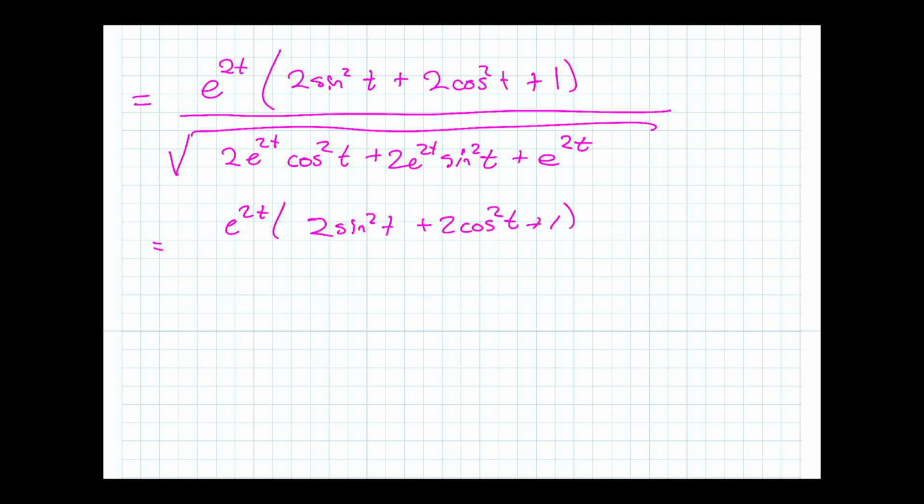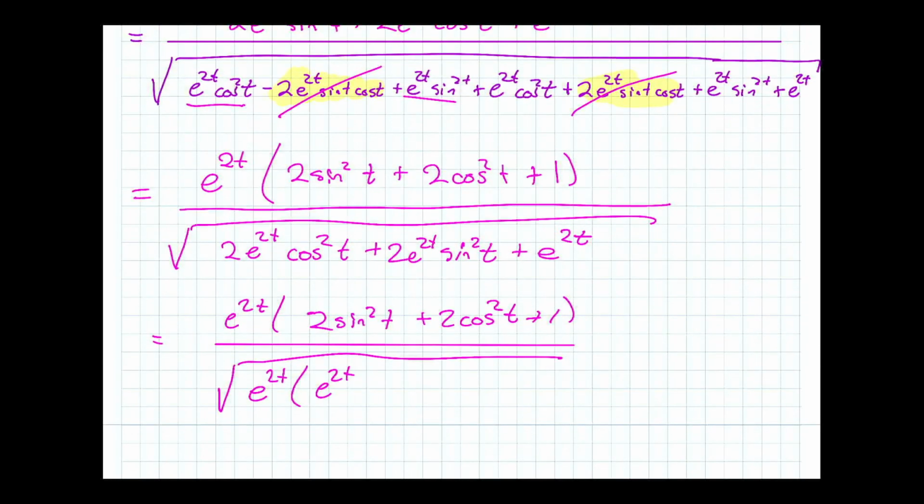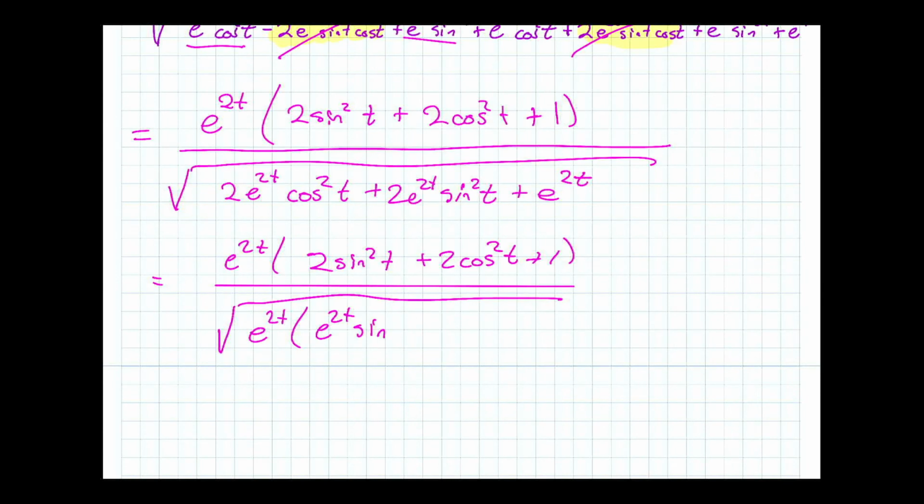I know this is really long and tedious, but trust me, we're going through it for a reason here. In the denominator, square root, I can also factor out an e to the 2t. That should be a 2 and a 2 again, right? 2 cosine squared t plus 1. So that's just like the same thing, but on the bottom it's in the square root.